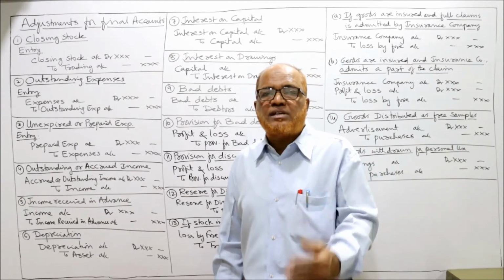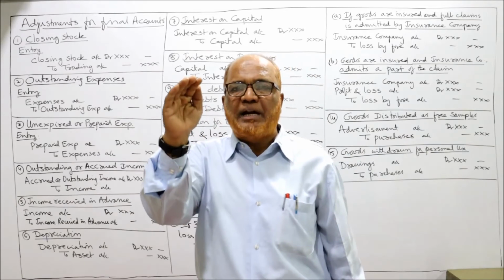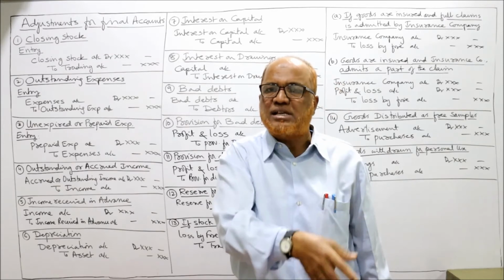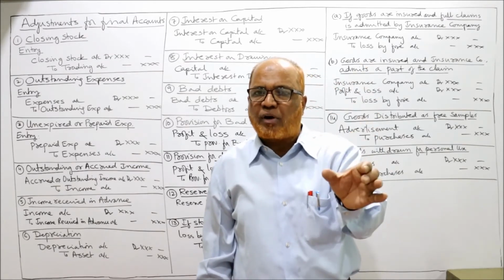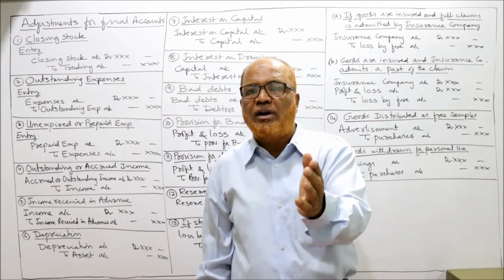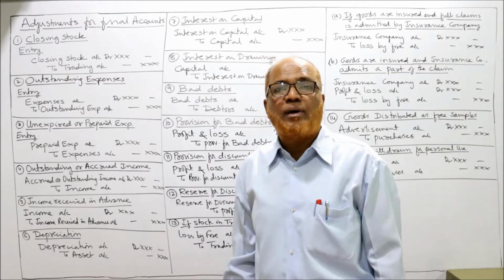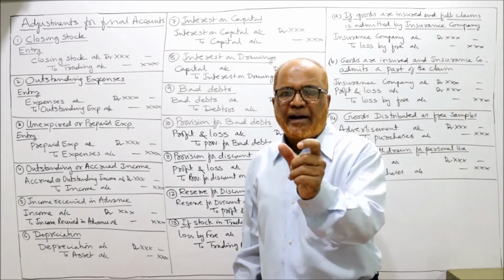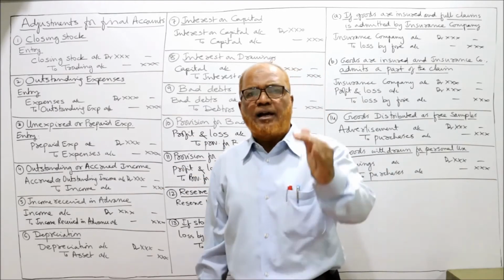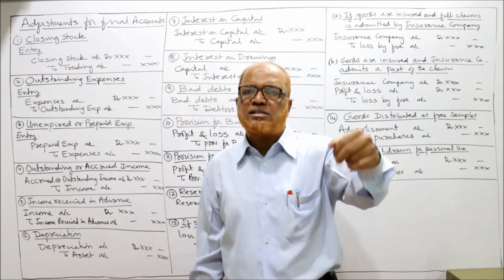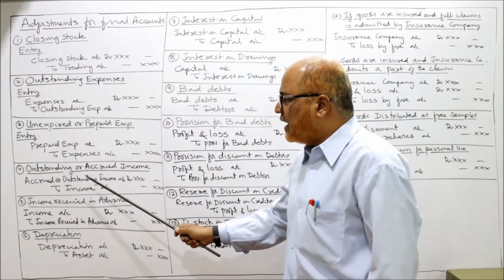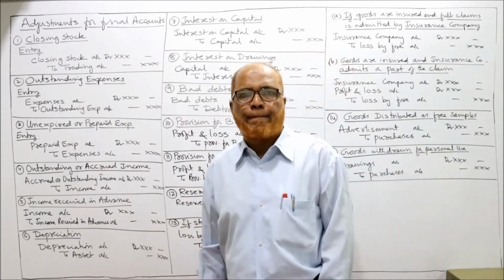What is the effect of this entry? The prepaid insurance will be deducted from insurance on the debit side of the P&L account. On the debit side of the profit and loss account, we deduct prepaid insurance, and that prepaid insurance will be shown on the asset side of the balance sheet. The 500 rupees prepaid insurance will be shown on the asset side of the balance sheet. Simply deduct prepaid insurance from insurance in the P&L account, and show the prepaid insurance on the asset side of the balance sheet. That's it.